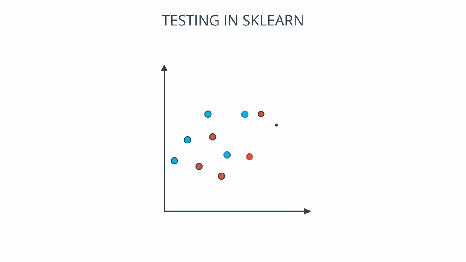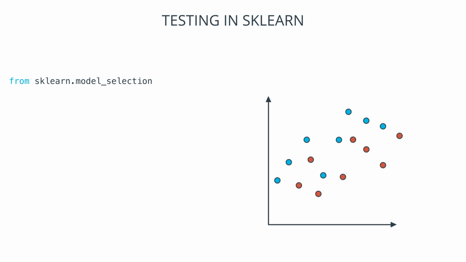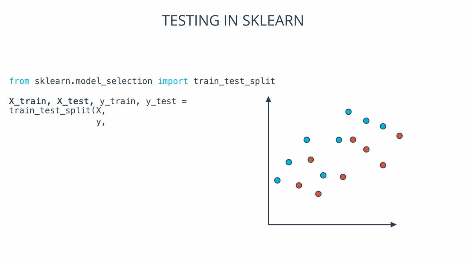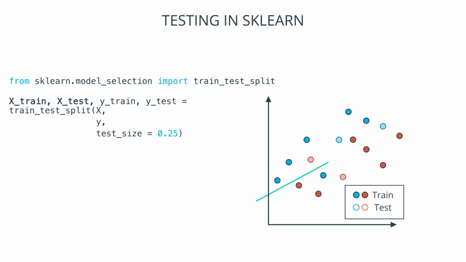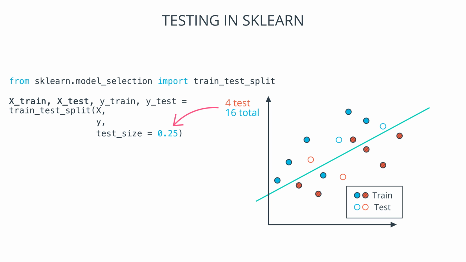The way to do this in sklearn is very simple, using the function train_test_split from the model selection package. First, we import train_test_split. The train_test_split function takes the following as arguments: the input, the output, and the percentage of data we want to leave as testing data. For example, test_size equals 0.25 means that 25% of our data will be used as testing. In this example, we have 16 data points, so 4 of them will be used as testing data and the remaining 12 as training data.